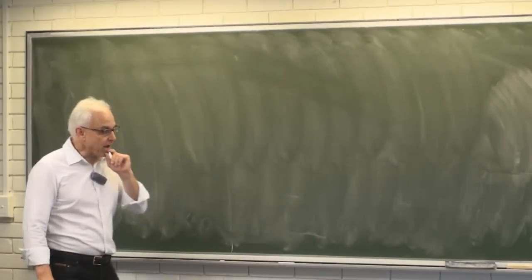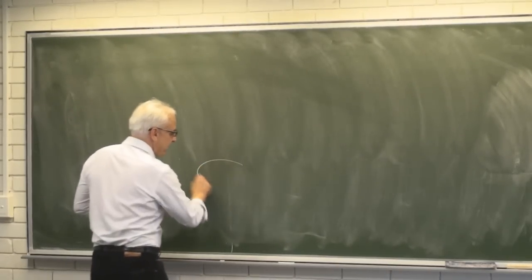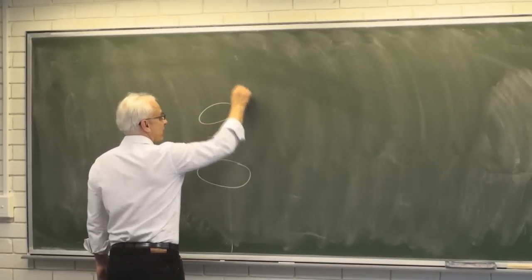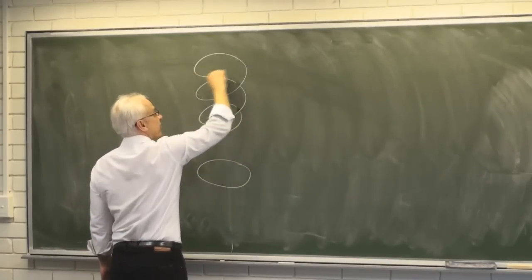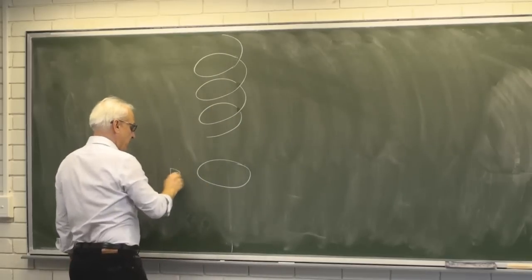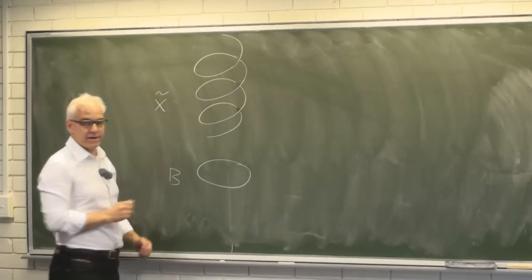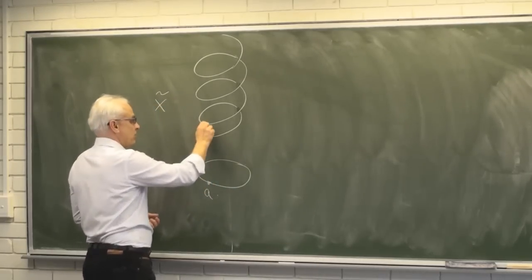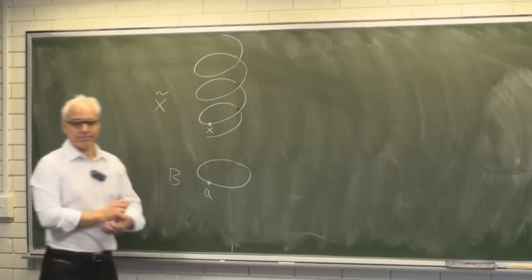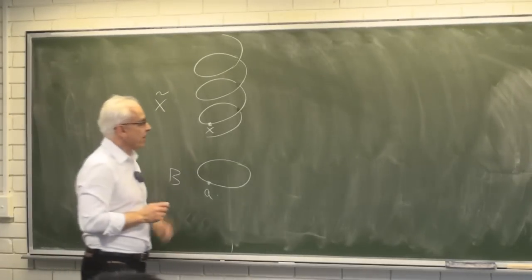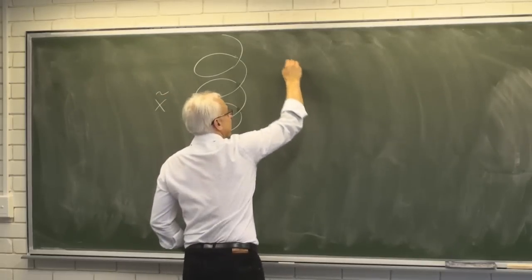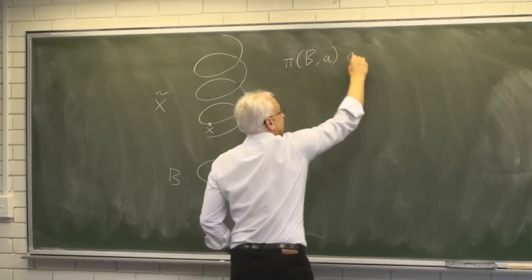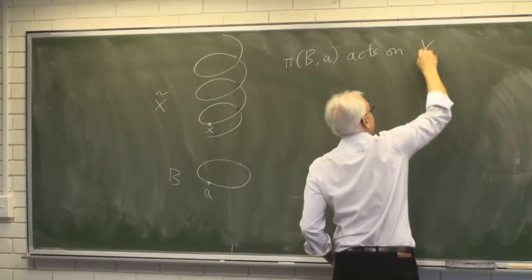Okay, so let's have now a look at how the fundamental group of the base connects with this universal cover. And I'm going to draw diagrams with this one because it's simplest. All right, so here's our base space B. Here's our universal cover, X. And we'll choose a base point A here, and we'll choose a base point X here. So an interesting aspect of things here is that the fundamental group pi of B, based at A, acts on the universal cover.